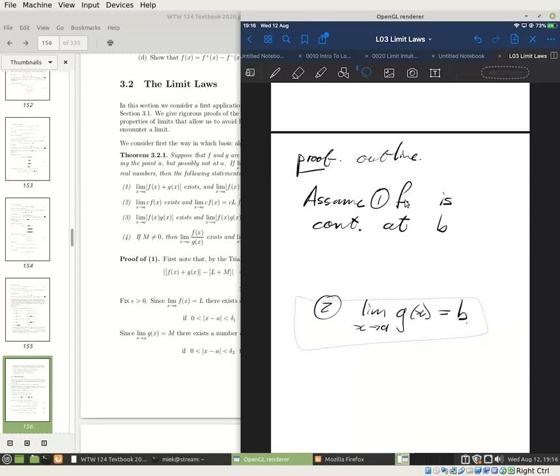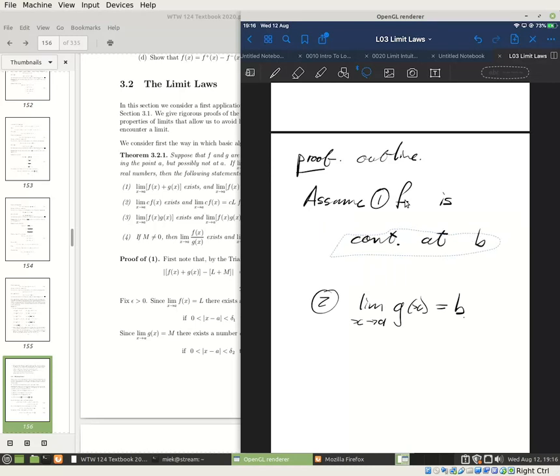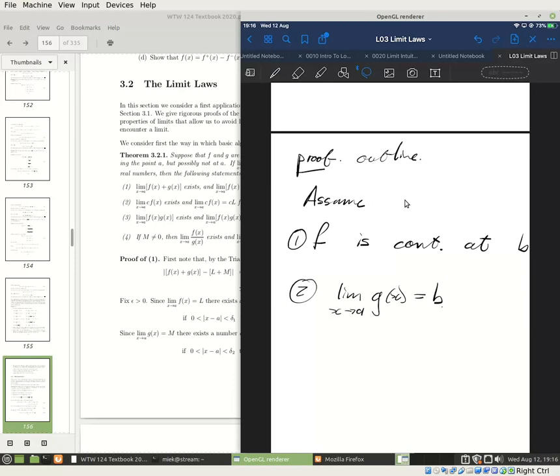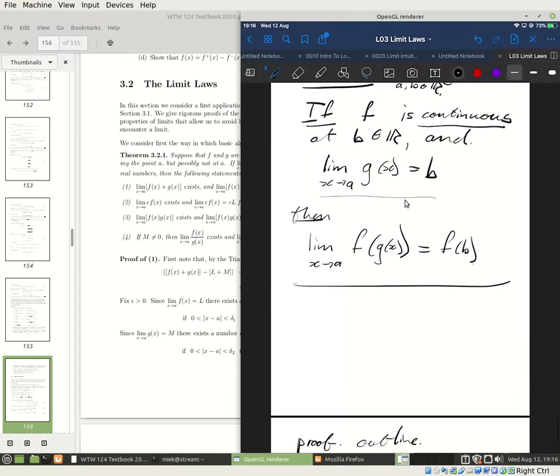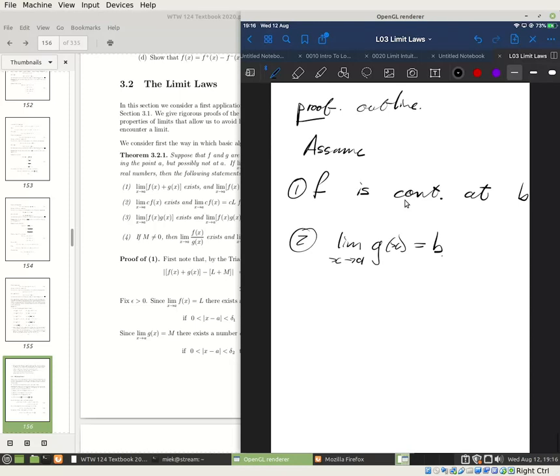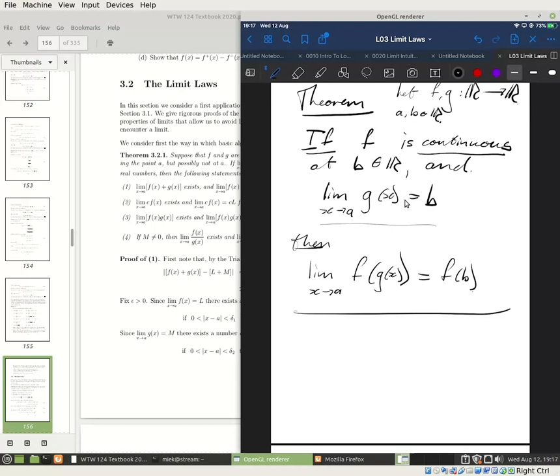Maybe let's change the layout a little bit. I don't like it. Like so. So here are our two assumptions. And what we want to conclude is that the limit as x tends to a of f applied to g of x is equal to f of b. So perhaps pause the video and write down the rest of the outline and see how it compares with what I write down.